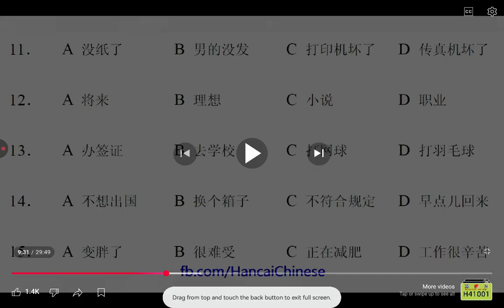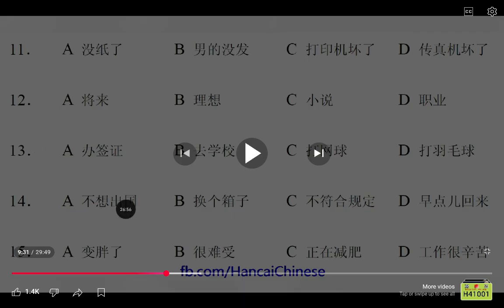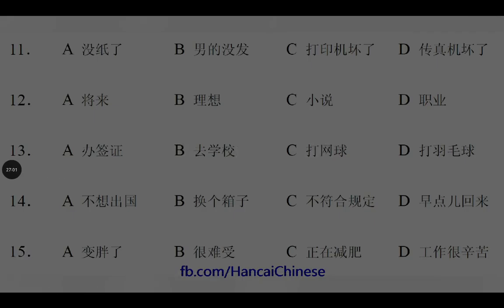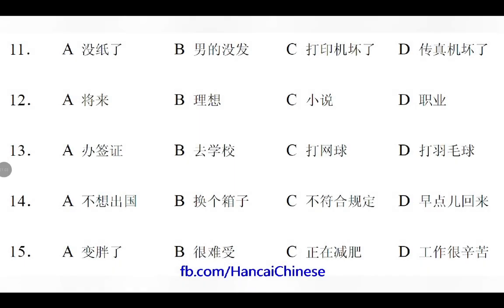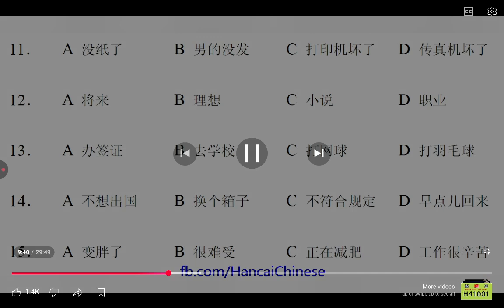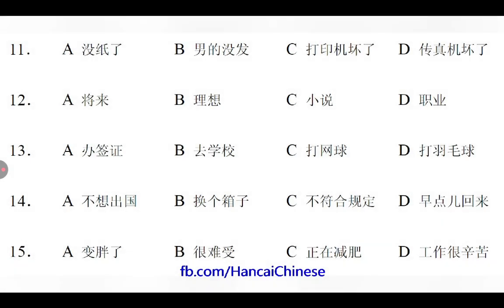But we didn't listen to anything like 不想出国. Okay, this is the wrong answer. 换个 means change. 换个大一点行李箱 or 箱子, they have the same meaning.